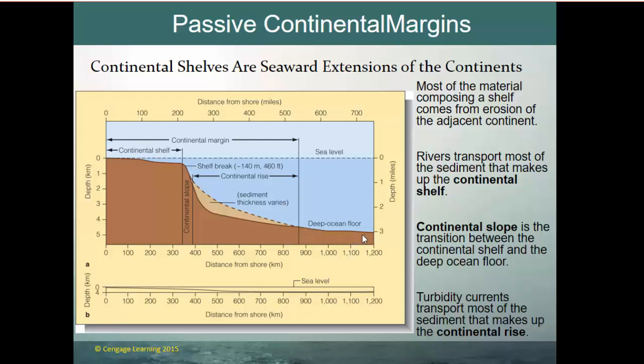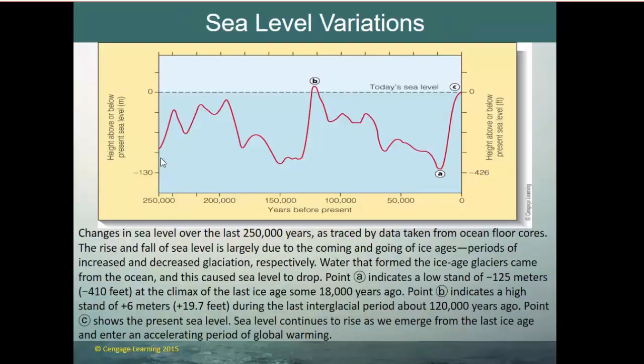So the oceanic crust probably extends to about this point. Everything west of that is going to be continental crust. This is all oceanic crust. And the continental rise literally covers up that transition zone. The continental slope is the transition between the oceanic and the continent, and then the continental shelf is largely covered in sediment as well.